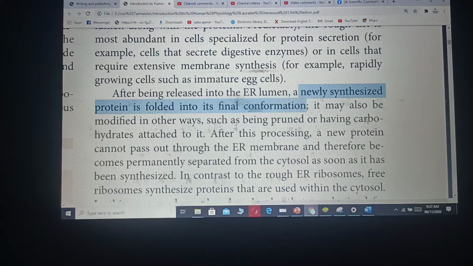For example, when carbohydrates get attached to the protein, they form glycoprotein particles, and those are an important component of many plasma membranes. After this processing, a new protein cannot pass out through the endoplasmic reticulum membrane and therefore becomes permanently separated from the cytosol as soon as it has been synthesized. So it always remains in the endoplasmic reticulum lumen.